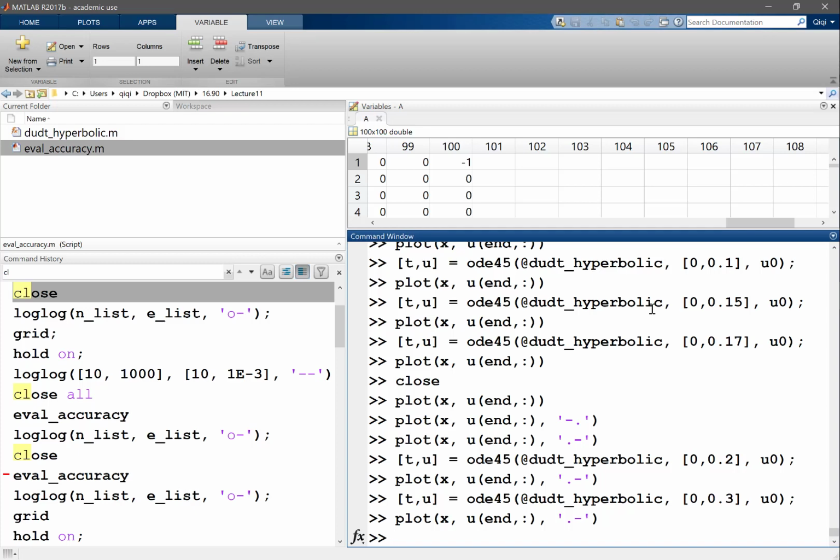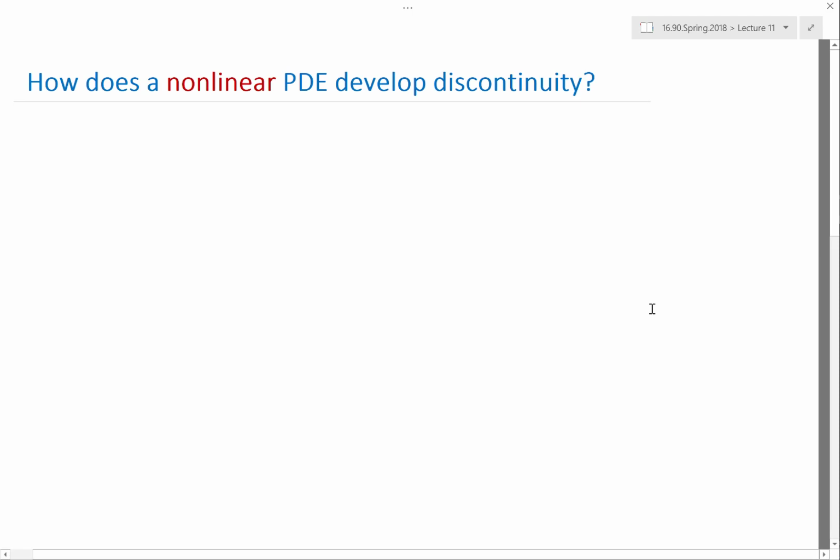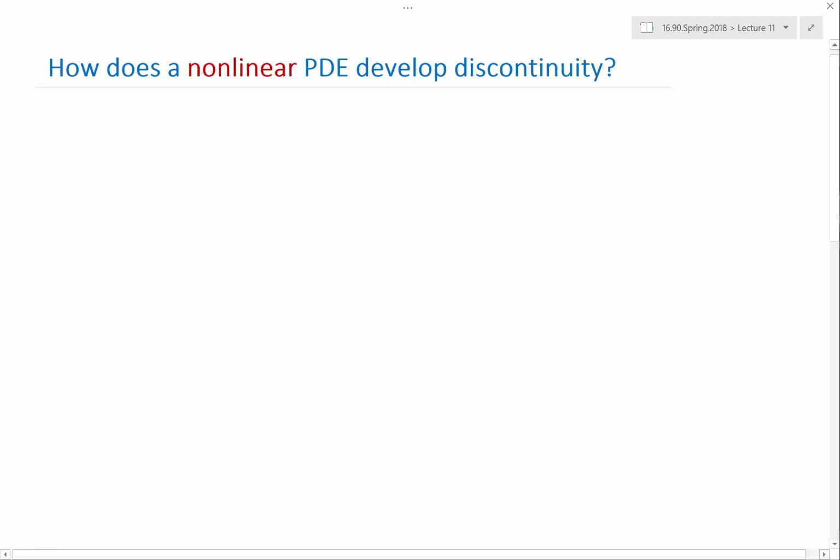Okay, so that's when a finite volume starts to come in. Well, we kind of already talked about how a nonlinear PDE develops discontinuity. It's basically the waves travel in different directions. If they go away from each other, that's actually no problem. It's called a rarefaction wave. And the problem is that the waves actually collide and a discontinuity would form.